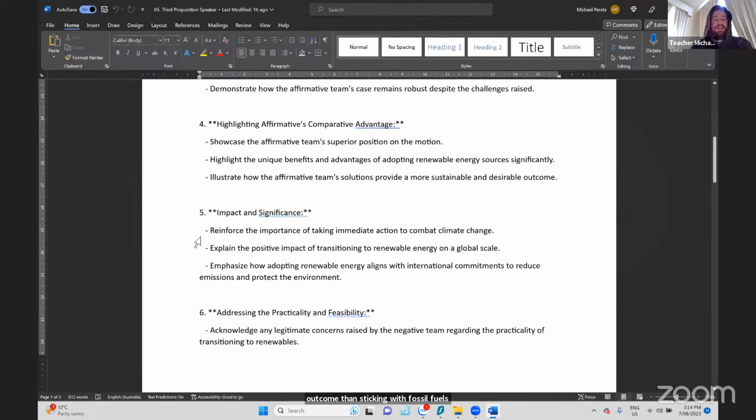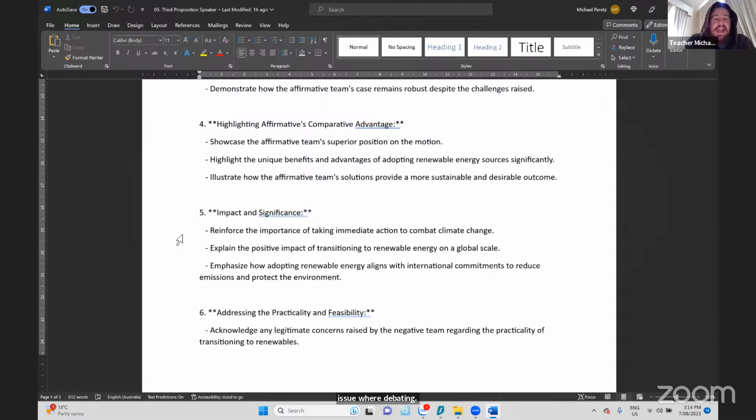Next, we need to talk about the impact and the significance. So we need to reinforce the importance of taking immediate action to combat climate change, or whatever the topic may be. We need to show the importance of taking immediate action in agreeing with the motion. We need to explain the positive impact that agreeing with the motion will have, particularly on a global scale, if that's the sort of issue we're debating.